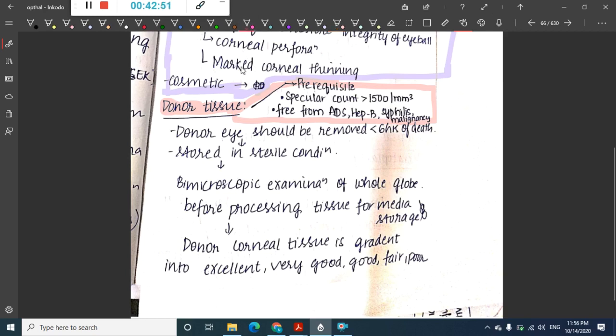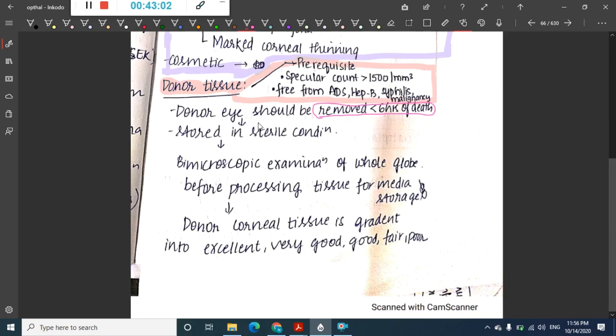Then the donor tissue should be removed less than 7 hours after death, and it is stored in sterile condition. Okay, and then the donor eye should be removed less than 6 hours of death, and then the eye is stored in a sterile container.